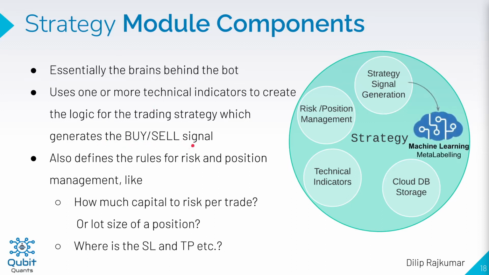Of course, we can also add a meta-level prediction layer using this machine learning technique called meta-labeling to further enhance the accuracy of the strategy. And this is in the pipeline for our development. The strategy module also defines the rules of risk and position management, such as what price to enter a trade, where to exit a trade, that is at a stop loss or a take profit, and how much capital to risk per trade.